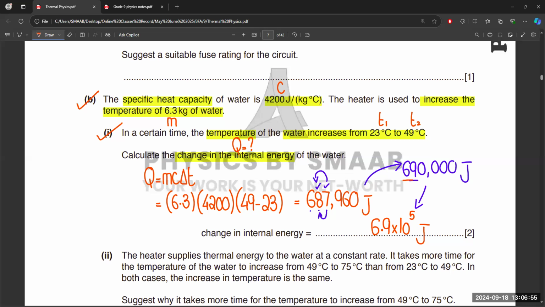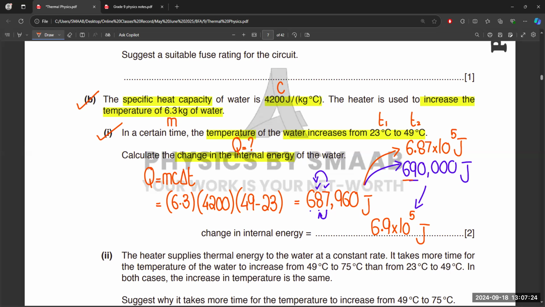Sir, can we also write it in another way? For example, 6.87. This answer is also correct, right? Because after 87 and including 87, we have a total of 5 digits after 6. So that's why we say 6.87 times 10 to the power 5.